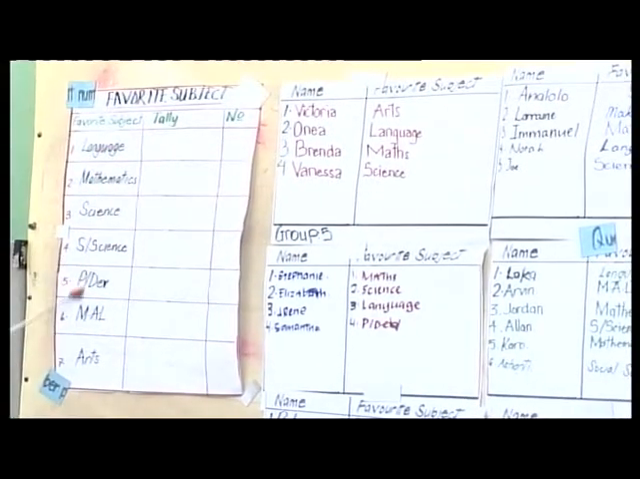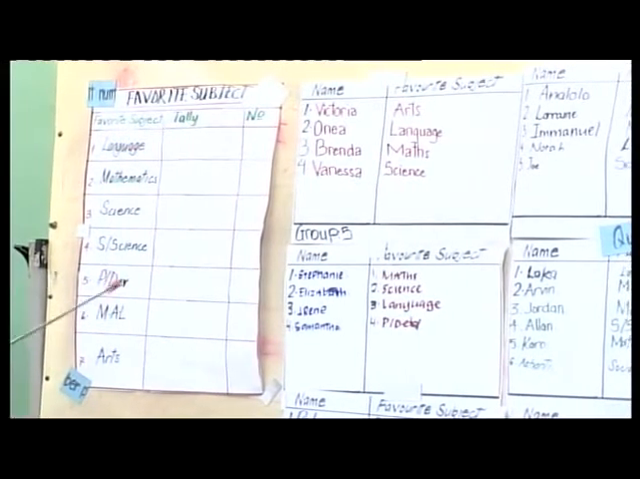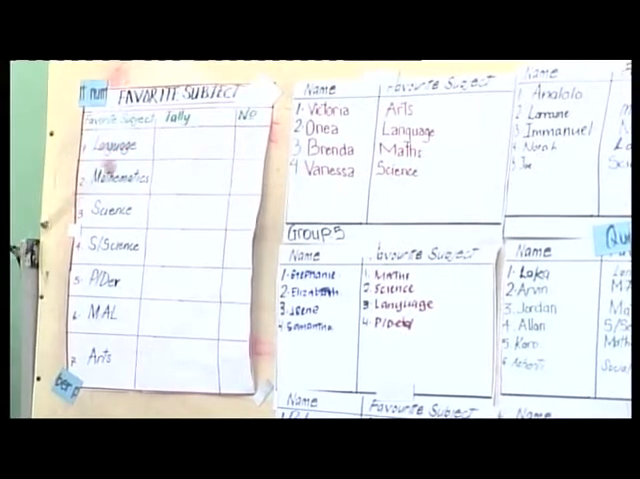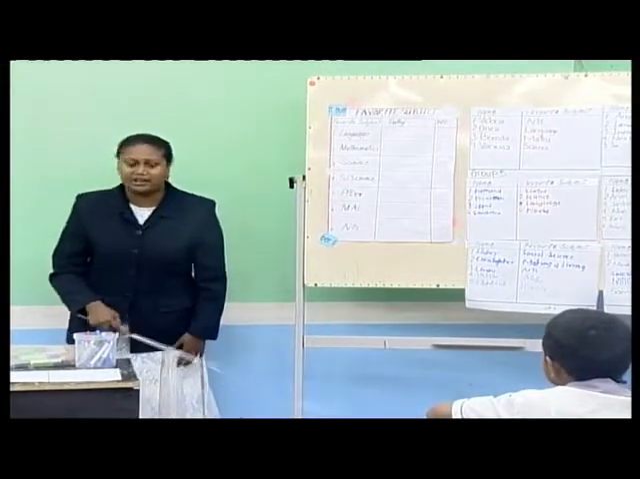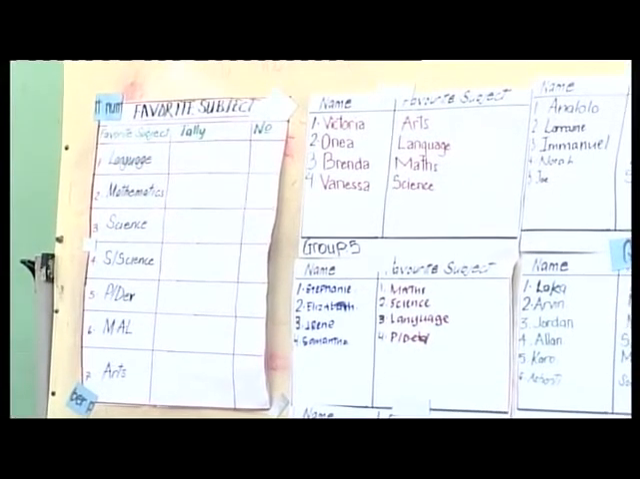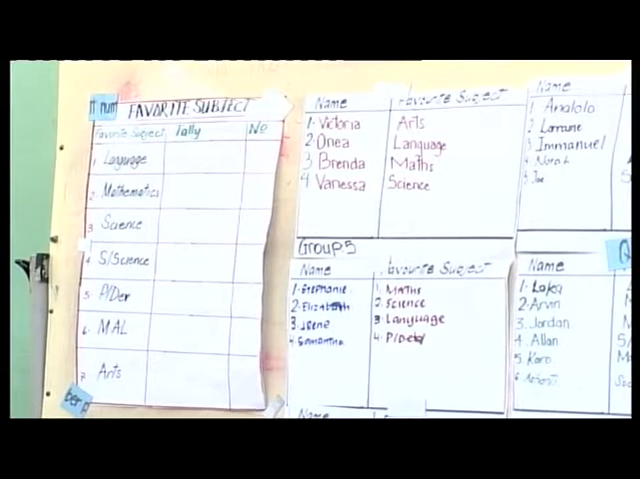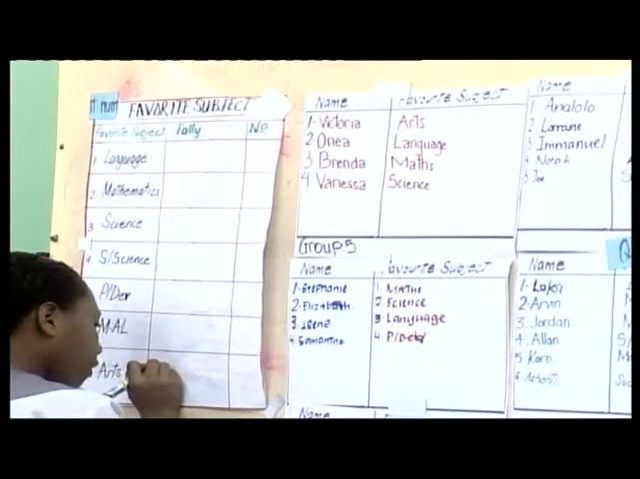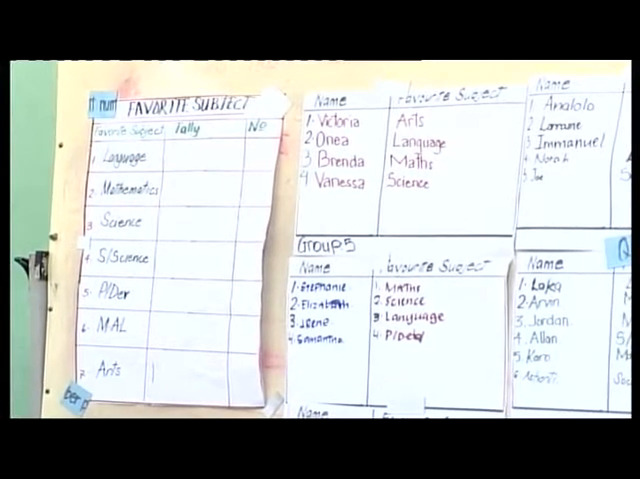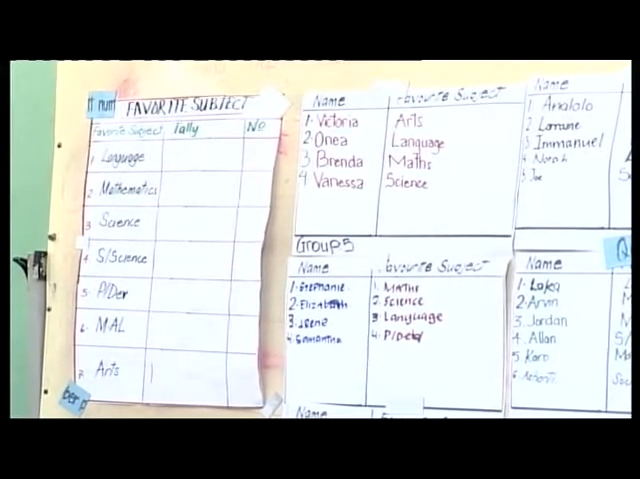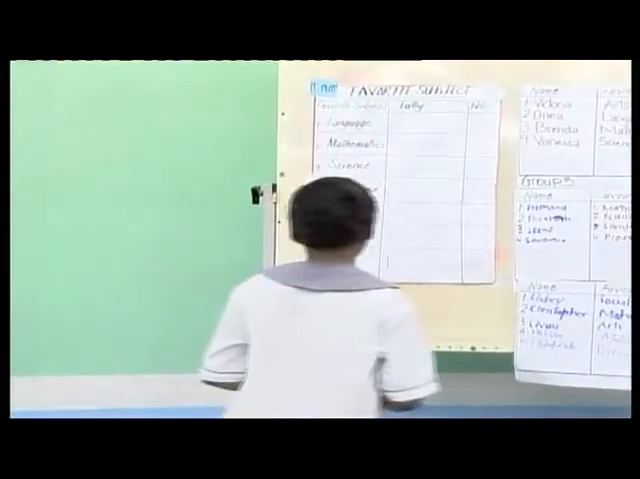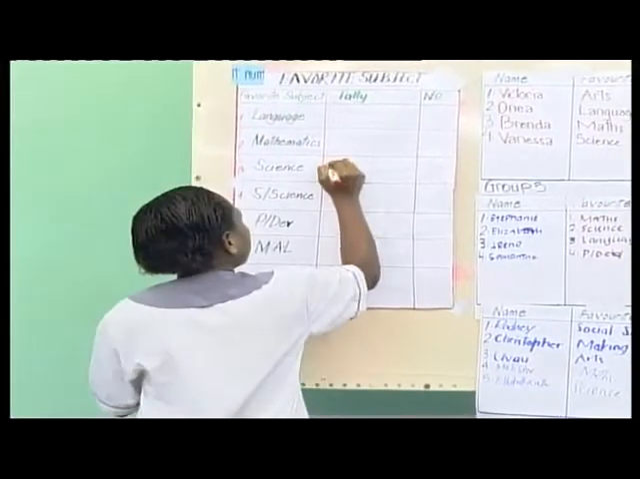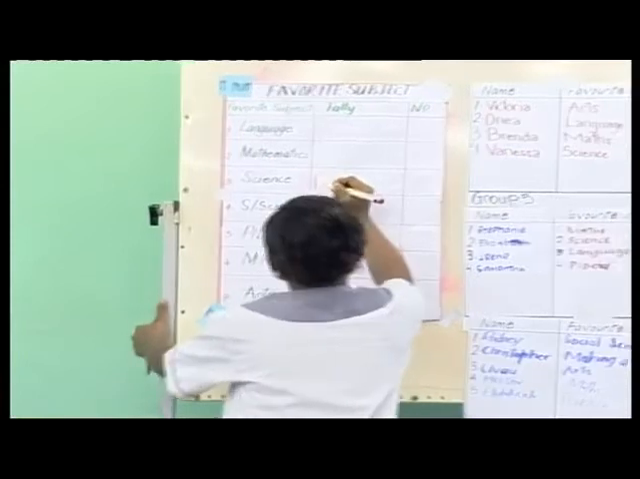We have the seven subjects here. Now let's look at Victoria's group. Victoria, what subject do you like? You have arts written there. Where will you put your stroke? Can you come and place it on the front? Receiving students, I'd like you to watch. So it will, all right, thank you. Can you see that? All right, can you complete for your whole group? And then you sit down for group one. Thank you.